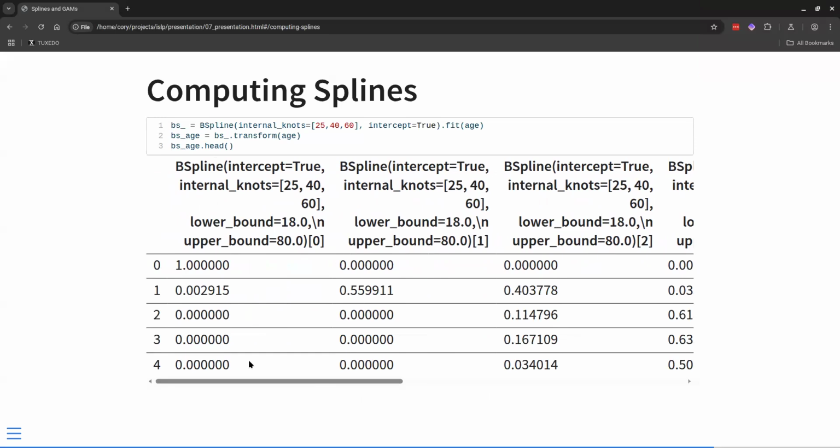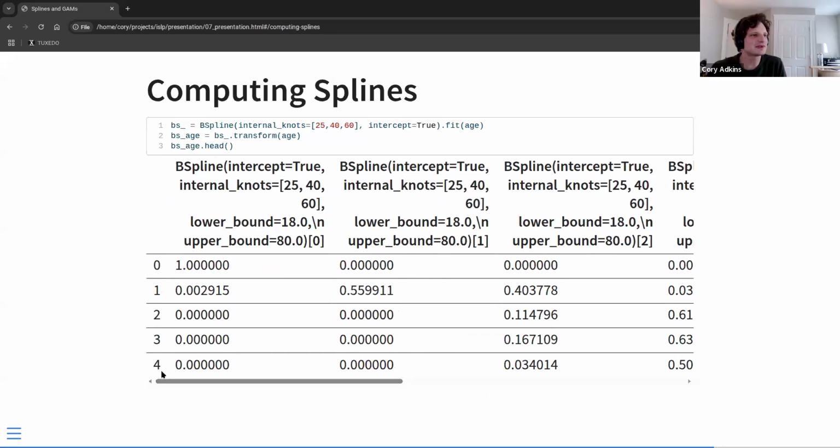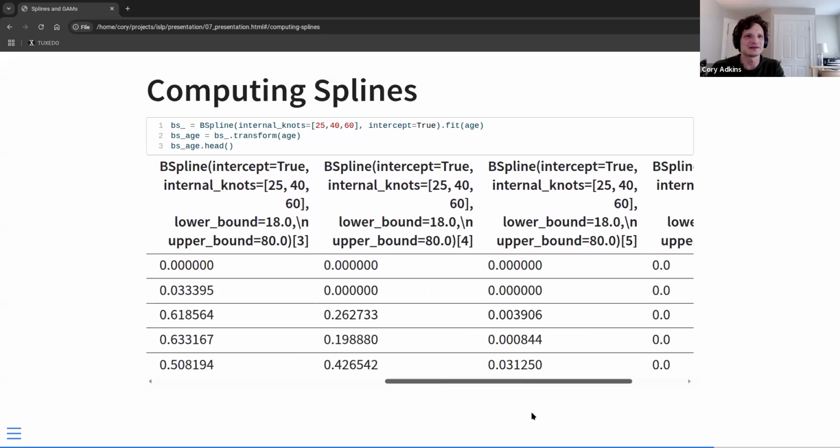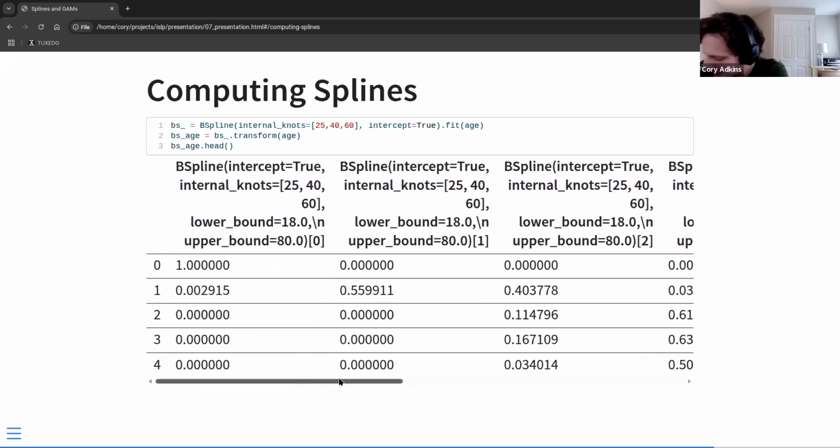Yeah, what are the rows? I think they must be observations, because I just did the head method, so I think there are way more rows. But they're not observations of age because they're decimals. I don't know. So maybe that's something to look into. I'll put that on my list.